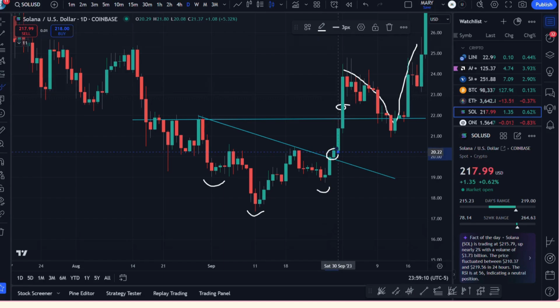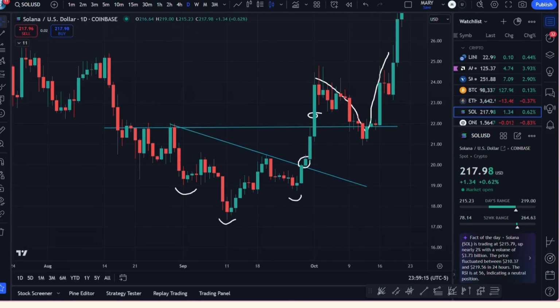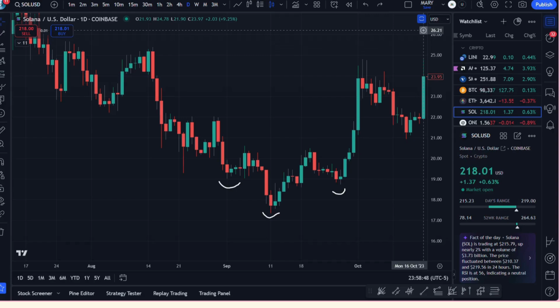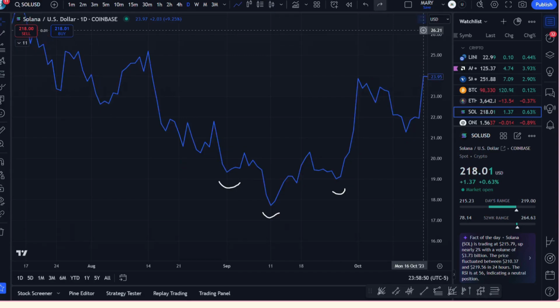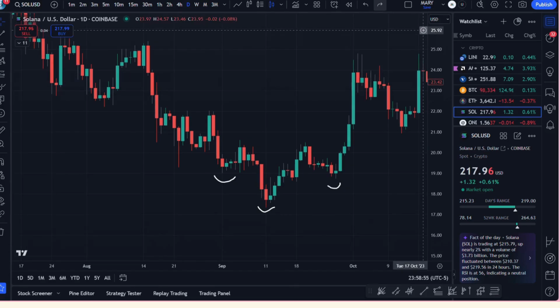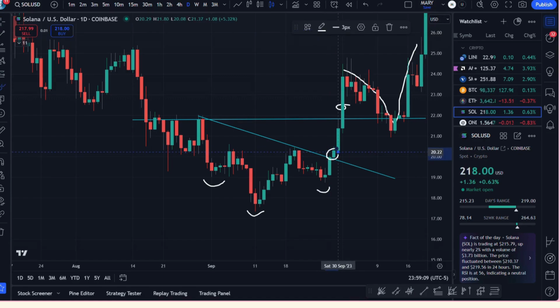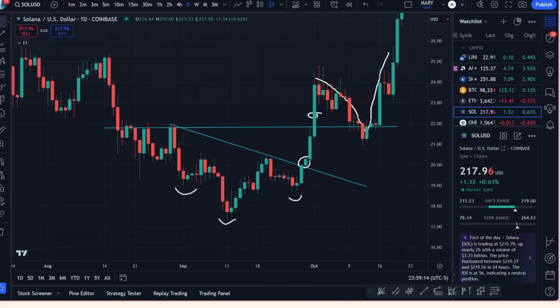Usually a pullback may not test the neckline. It could sometimes break down the neckline and give you a fake out. But as long as it is not below the second shoulder, the pattern is still valid. So this pullback will serve as a bigger move. This is your first entry, and the second entry is the momentum when there is a breakout above the neckline.